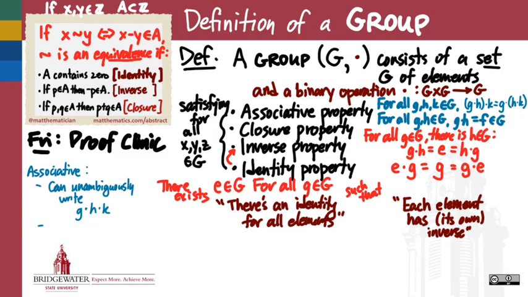It also assures us that we can write things like G to the 10th power unambiguously. Because if I couldn't, I would have a whole slew of different ways to evaluate G times G times G times G times G times G times G times G times... I think I'm done. But depending on where I put the parentheses in there, if my operation is not associative, who knows what the answer is going to be?